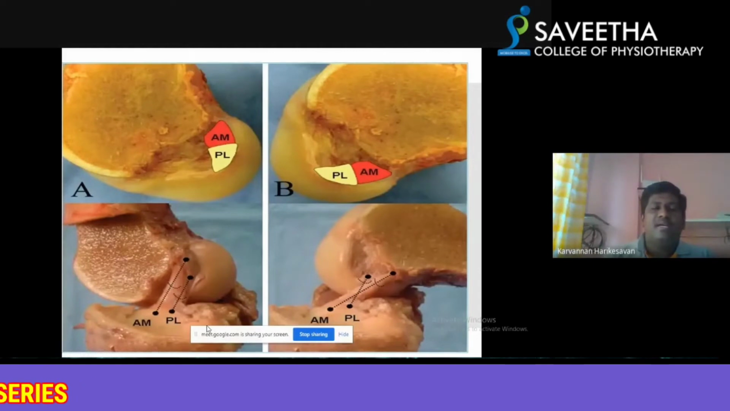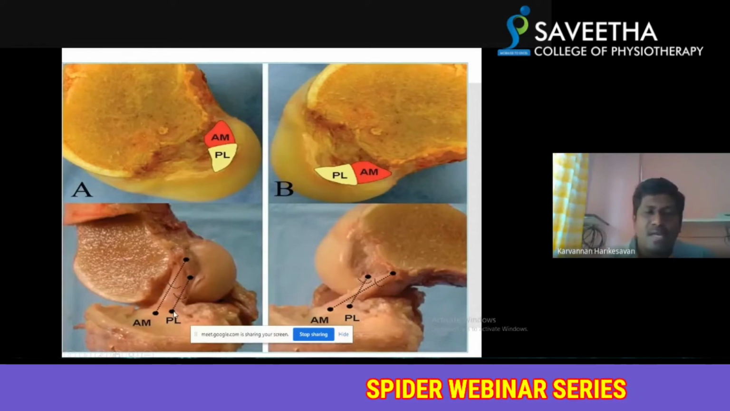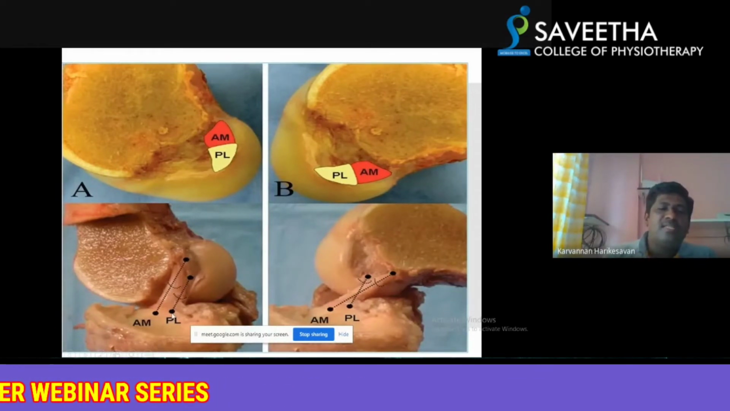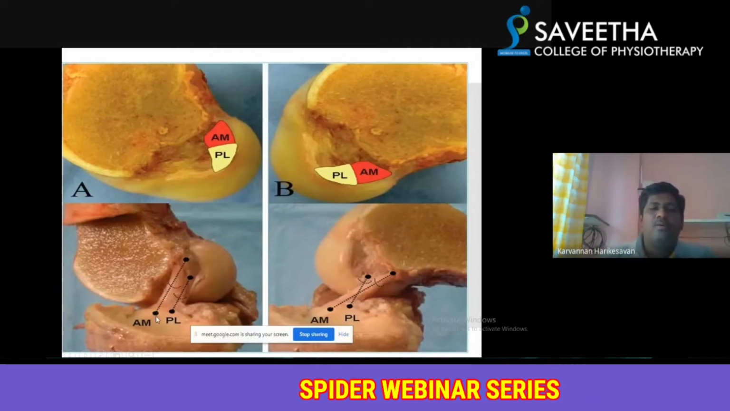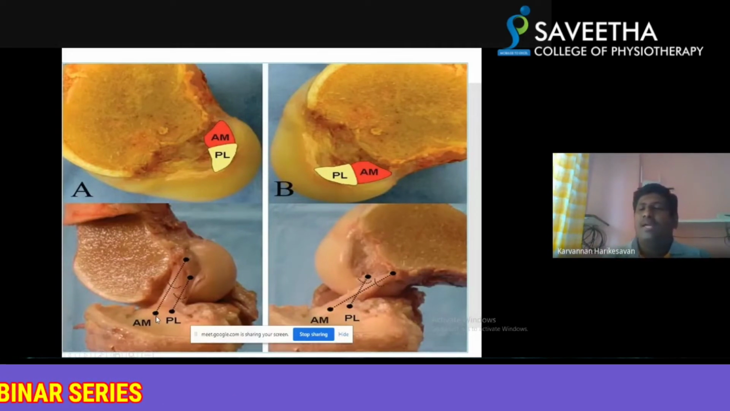When there is more force acting in extension, the posterolateral bundle will take the strain and start to prevent the excessive translation. And as the knee moves into more and more flexion, the anteromedial bundle of the anterior cruciate ligament will take more of a role and try to prevent the excessive translation.